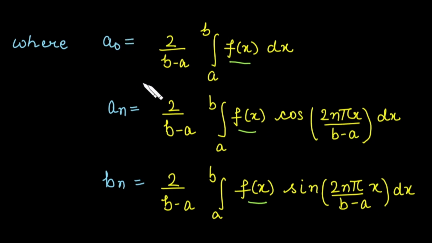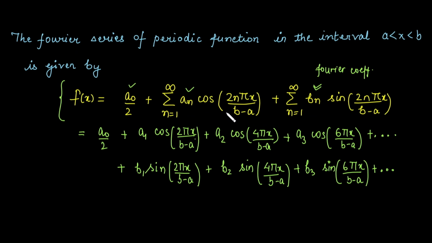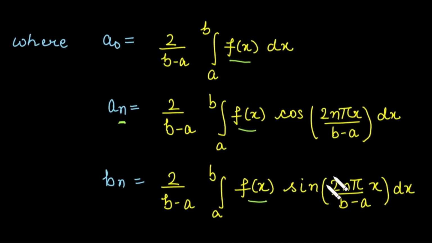We can even find the value of a0 with the help of an. If you substitute n equal to 0, we have cos 0 is 1. So we are evaluating a0 separately. Also, if you observe in the Fourier series, with an we have the cos term and with bn we have the sine term. As well as in the integral, with an we are taking the function times the cos term and in bn the function times the sine term. Now let's learn how to find the Fourier series for a given function.